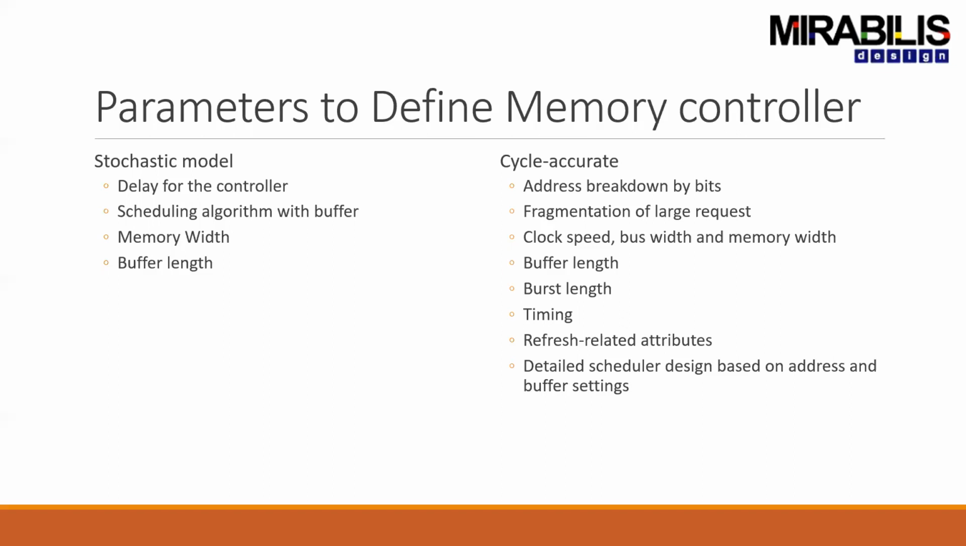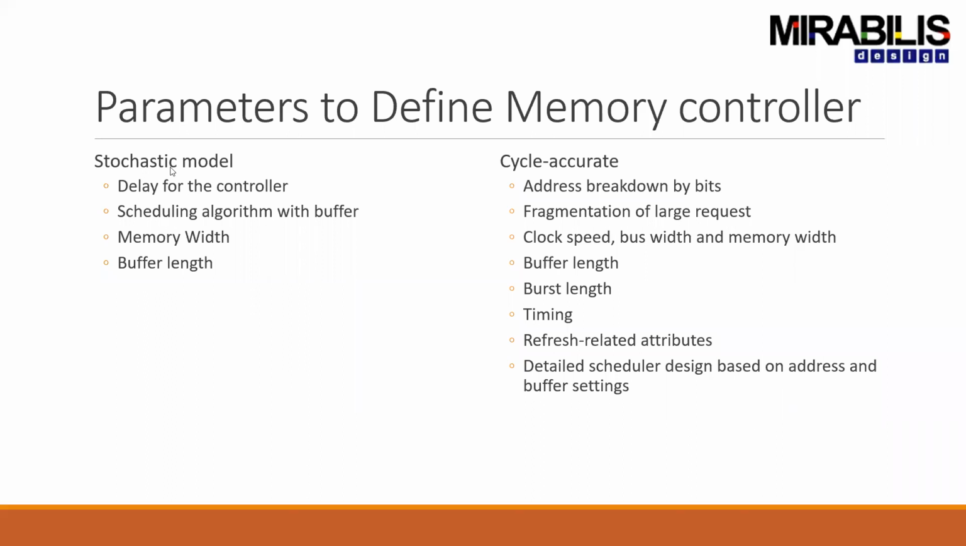At cycle accurate, which is very, very detailed, almost emulating what the hardware is going to do, you do need inputs that have the exact address. And if you get larger data sizes, you need to be able to fragment them. You need to look at clock speeds. And of course, some things are common, like the buffer lengths, the memory width, things like that. But then here you also have to worry about burst lengths, the timing values provided by the vendor, refresh related attributes. All of those kinds of things have to be considered.